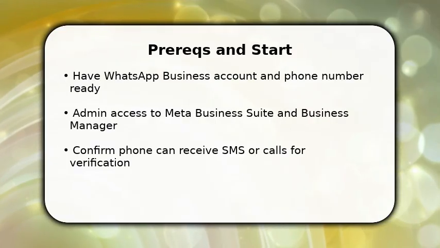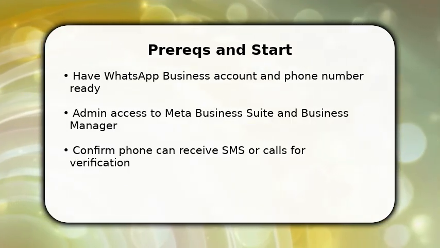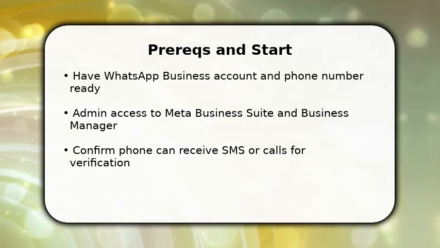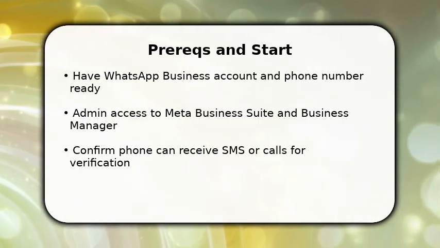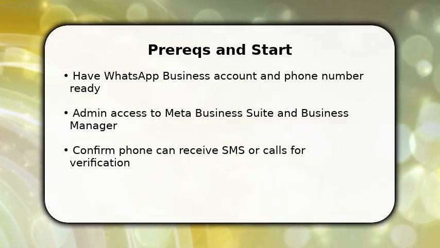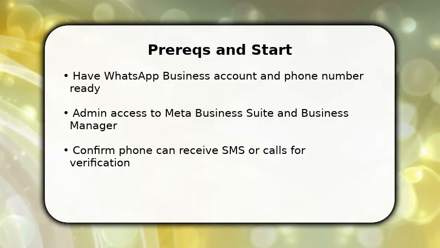You start by confirming prerequisites: a WhatsApp business account tied to a reachable phone number and admin access in Meta Business Suite. Once done, open Business Suite, go to Settings, then Business Assets. Make sure your business page is connected to Business Manager. Next, select WhatsApp under Channels and click Connect Number to begin verification.